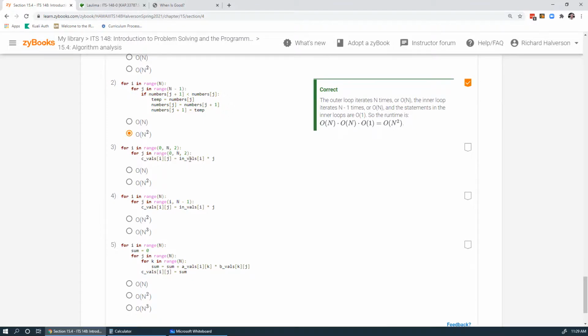This can range up to n, this can range up to n. Is this? Yes, this is also O of n.